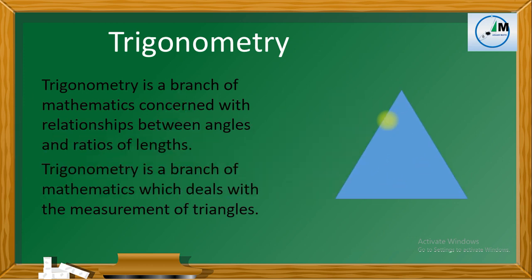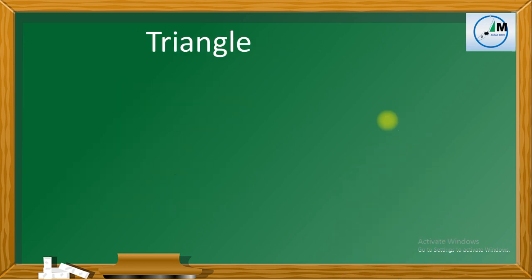Now what is a triangle? A triangle is an enclosed shape with three angles and three sides. Now a triangle may be like this and like this. We will talk about the types of triangle later on, and maybe like this. Any closed shape which has three sides and three angles is called a triangle.